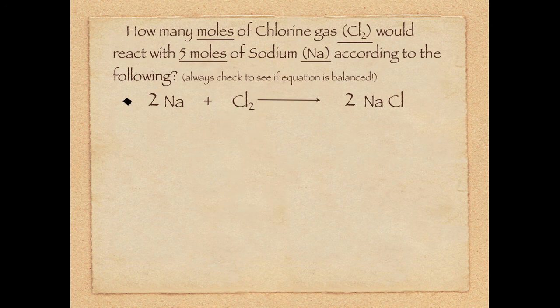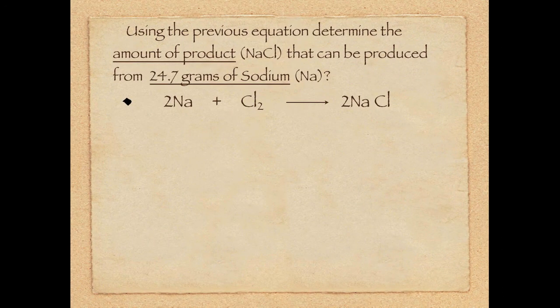So let's go to the next problem. This one's a little bit more difficult. In this problem set, it is balanced. And it's saying that using the previous equation, determine the amount of product, which is this, that we want to know how many grams of NaCl will be produced if we use 24 grams of sodium.